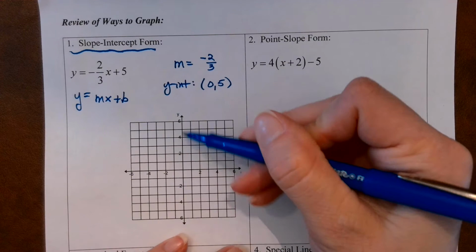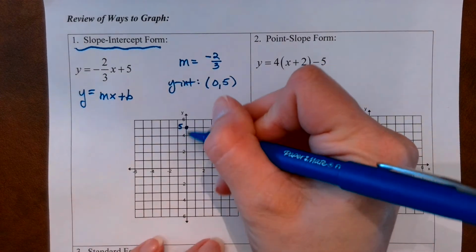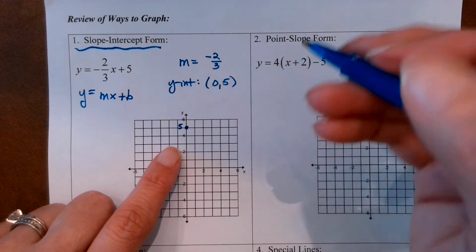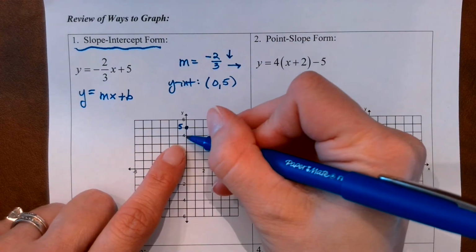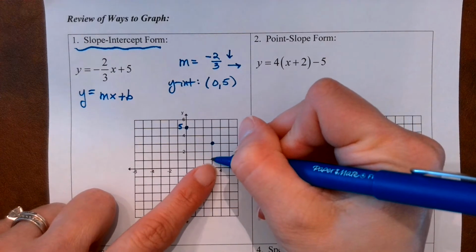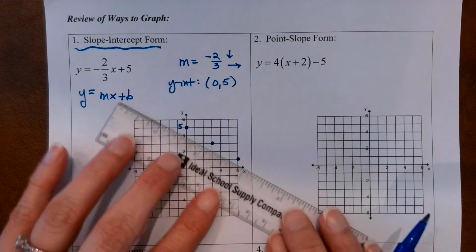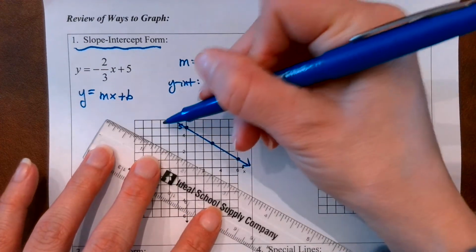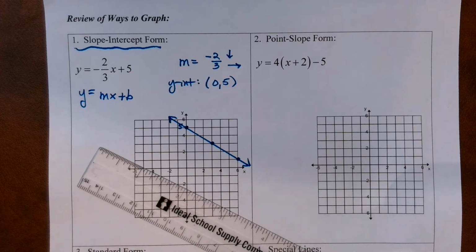Here's the y-axis, so the starting point would be on the 5. It always goes on the y-axis. And then we have a slope of negative 2/3. So it's going to go down 2 and right 3. Down 2, right 3. Keep using your slope until you run out of points. We're going to connect these points with a nice straight edge, and don't forget your arrows. So this is the first way that you can graph a line.